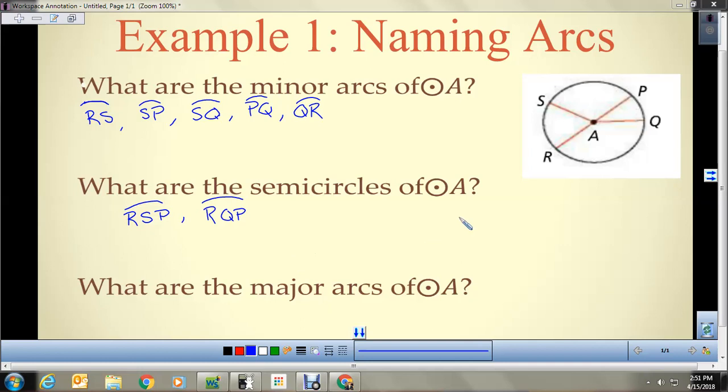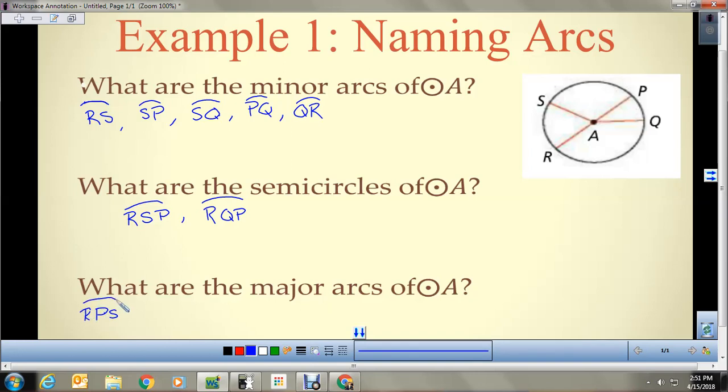Now let's look at the major arcs. Now for every minor arc, there's a major arc with the same endpoints. Which means if we take a look at the first one, we have R and we're going to have S. We're going to start at R, we're going to end at S, but instead of going the short route, we're going to take the long route. So we're going to go from R to get to S, but we're going to go around the other way. So I have to choose a point in between. You can choose Q or you can choose P. It does not matter. So I'm going to choose P. So it's going to be RPS.